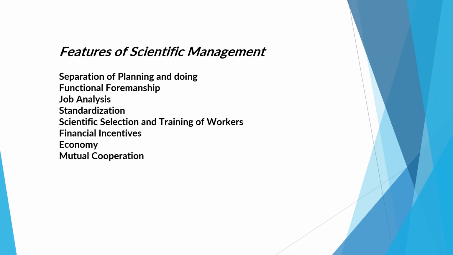So route clerk, instruction card clerk, time and cost clerk, disciplinarian, they all come under the planning in charge. And we have the 4 persons on the doing aspect: speed boss, inspector, maintenance foreman, gang boss. All of them direct the workers on different aspects of work. So this is the functional foremanship.